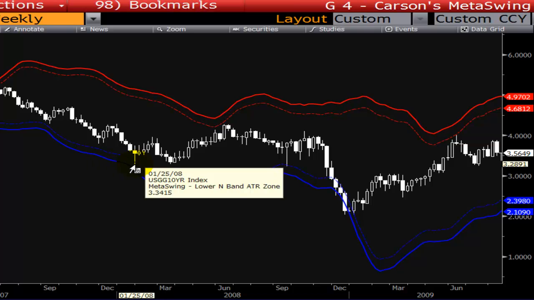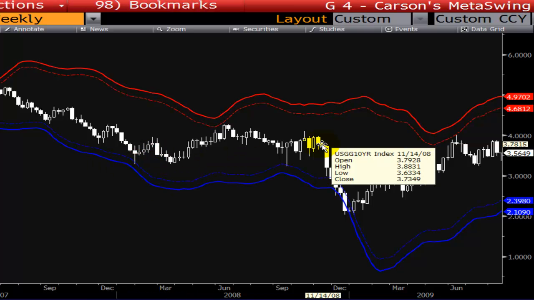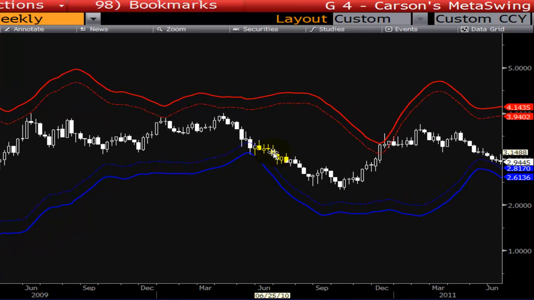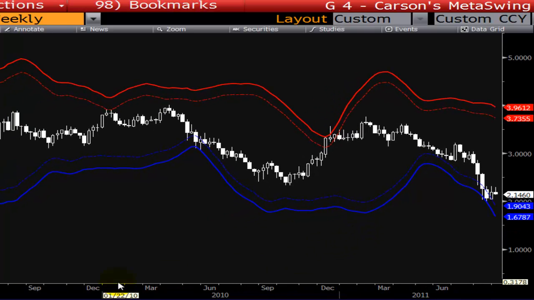Let's travel around again, more in-band touches with sideways movement. Another in-band touch, another in-band touch. And let's look at another example.